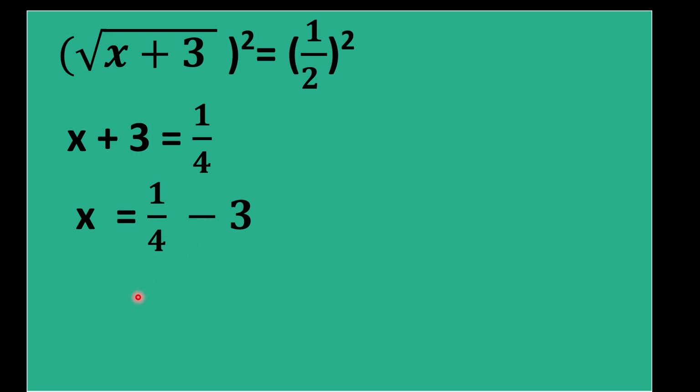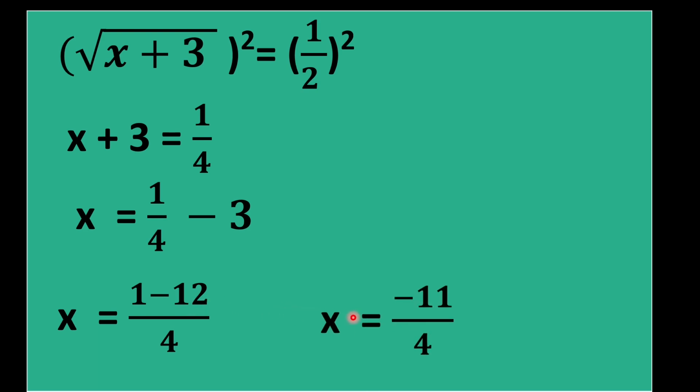And now we will take LCM. After taking LCM, this 4 will divide this 4, so the remaining term will be 1. And here this 4 will multiply with this 3. So 4 times 3 equal to 12. So 1 minus 12 equal to minus 11 divided by 4, which is the final value of x. So one value of x is minus 11 divided by 4.